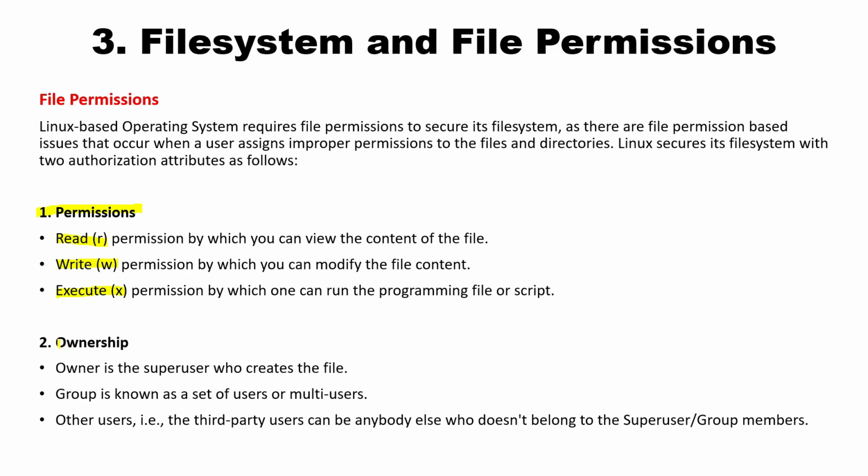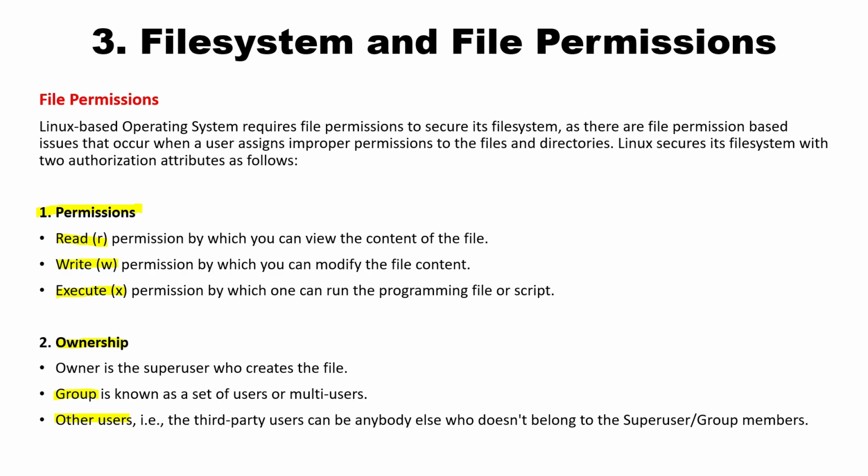Then the second attribute is the ownership. Now the owner is the super user who creates the file. He can access all the permissions associated with a file, that includes reading, modifying, and running the file. Then we have group, which is a set of users or multi-users. The super user creates a group. Every member in a group has the same access permissions associated with the file. Then the last one is other users, that is the third party users, which can be anybody else who doesn't belong to the super user or the group members.